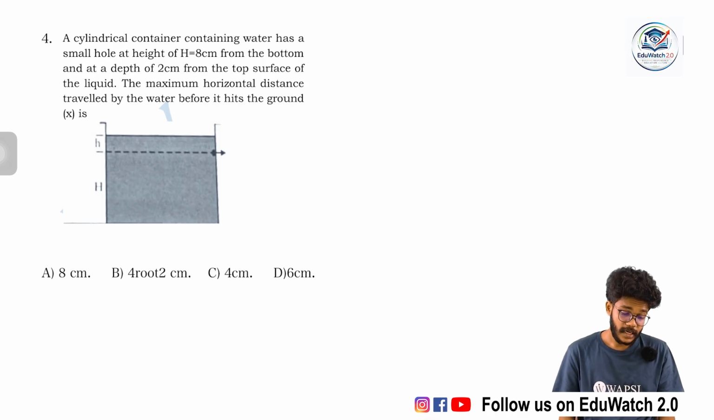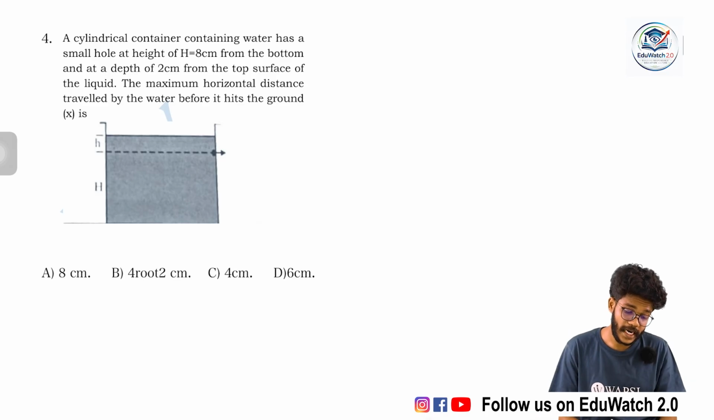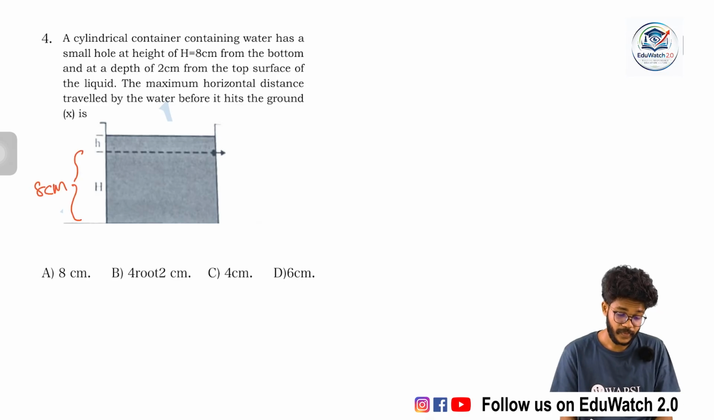A cylindrical container containing water has a small hole at a height of H equal to 8 centimeter. So capital H is 8 centimeter from the bottom and the hole is at a depth of 2 centimeter from the top surface. Okay, so this will be 2 centimeter and capital H is 8 centimeter. What is the maximum horizontal distance traveled by the water before it hits the ground?